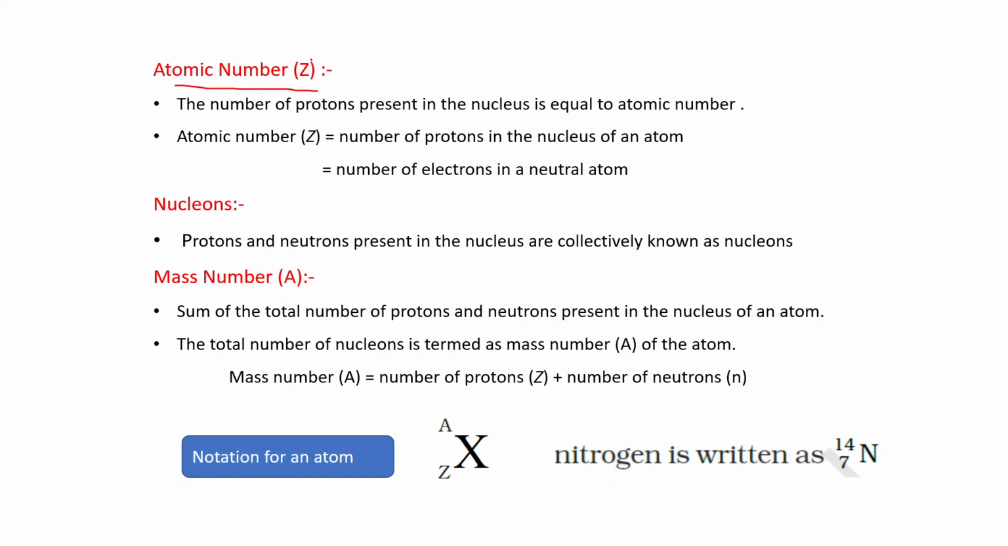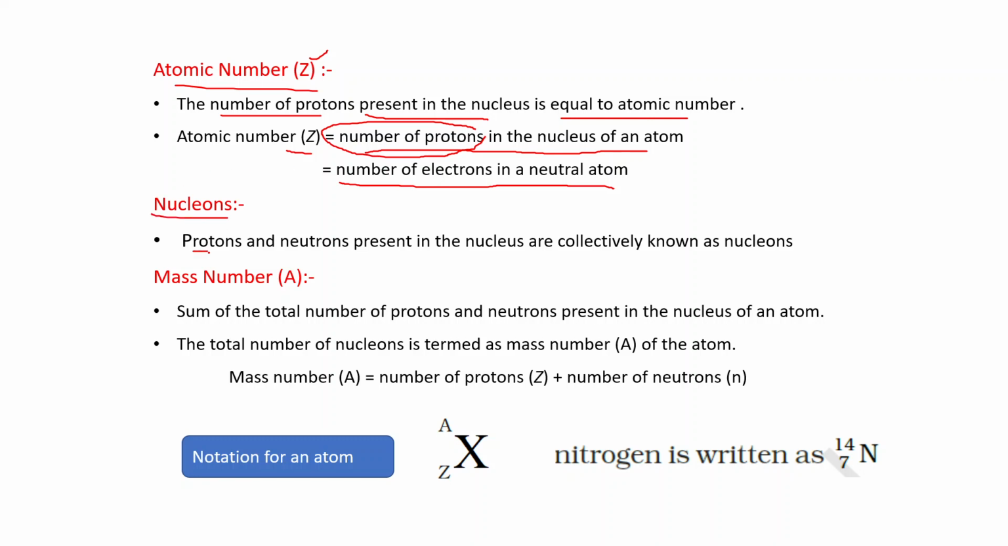Atomic number is represented as Z. The number of protons present in the nucleus is equal to the atomic number. We can say atomic number Z is equal to the number of protons in the nucleus of an atom. And as we know, an atom is neutral, so this is also equal to the number of electrons in a neutral atom. But remember, atomic number is always equal to the number of protons. We can compare it with the electrons because the atom is neutral.